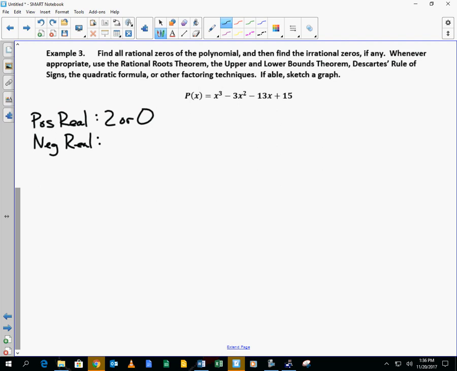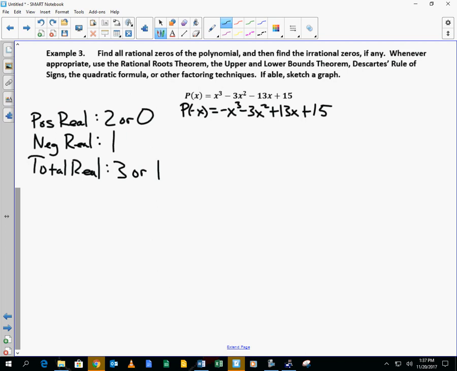Okay. All right. The number of negative real, I first need to compute p of negative x. I get negative x cubed minus 3x squared plus 13x plus 15. How many sign changes? There is one sign change. I can't subtract 2 off of that. So what I know is that there's either 1 negative real and 0 positive, or there's 1 negative real and 2 positive. So my total number of real will be either what? 3 or 1. It would be 1 and 2 or 1 and 0. Got that?